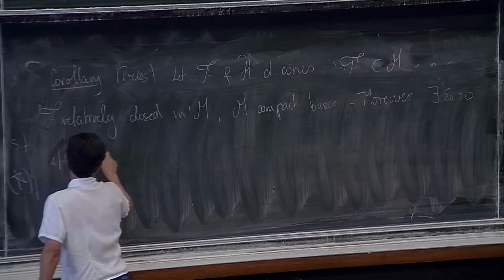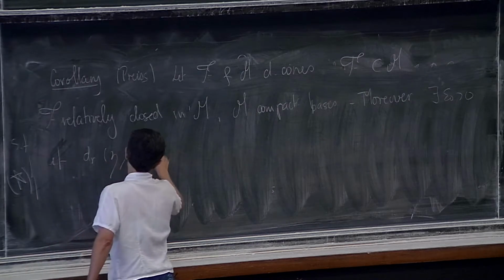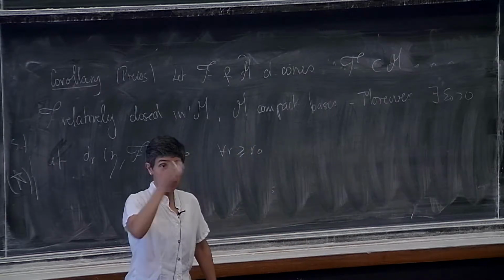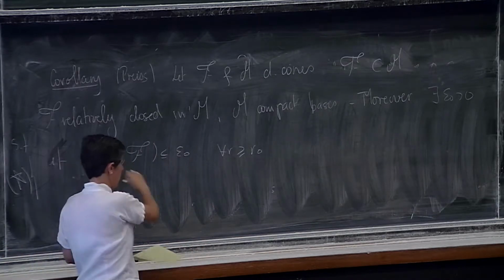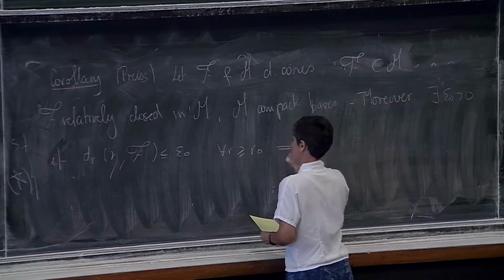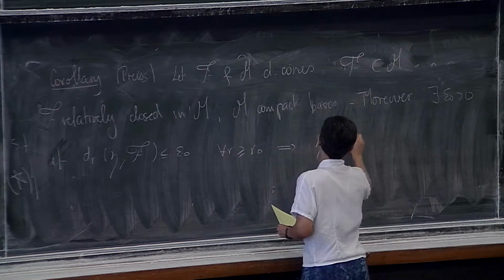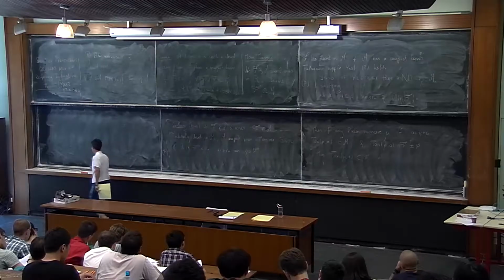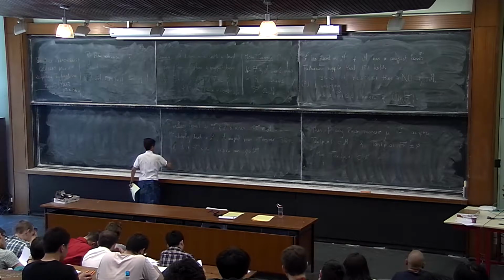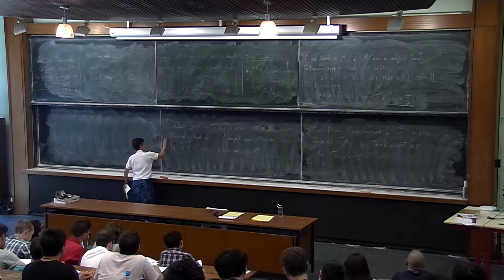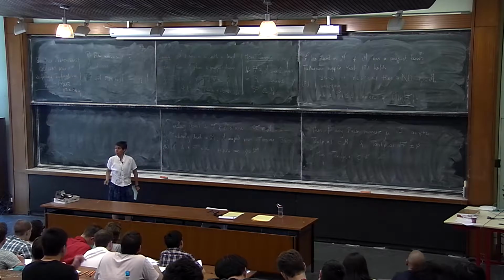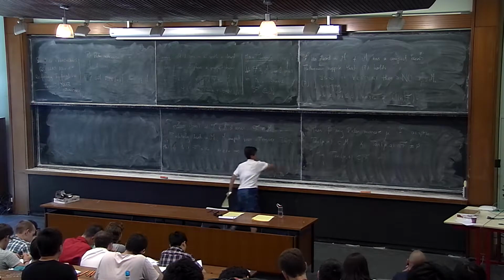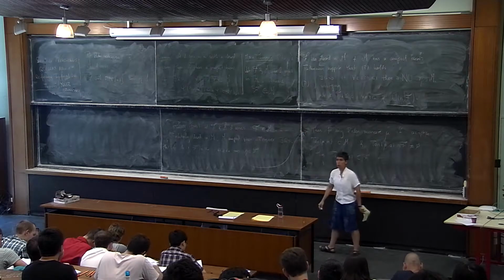If d_r of eta, F is less or equal than epsilon for some r less or equal than r0, and r0 is anybody, so if from some point on you are at distance less or equal than epsilon 0, then eta has to be flat. So this is our hypothesis, that once you approach F enough at infinity, you live in it. And then the conclusion is the same. Then for any Radon measure mu, and so on.